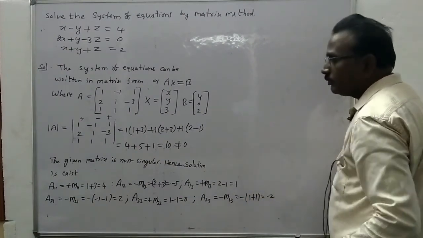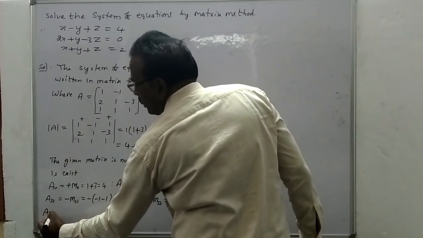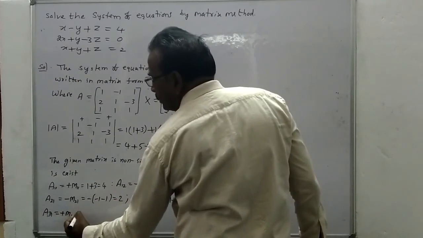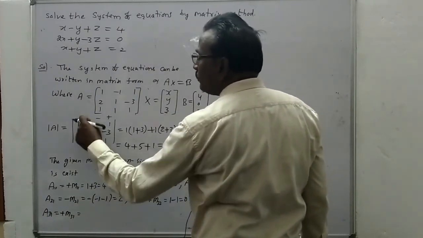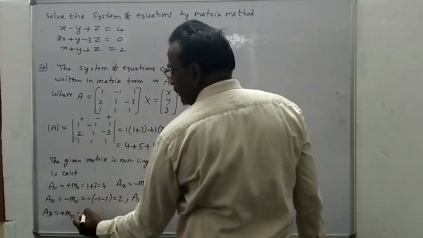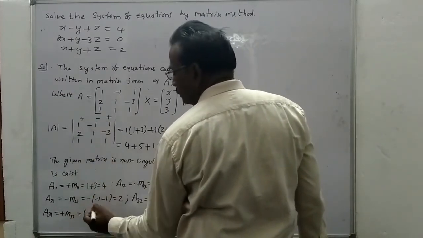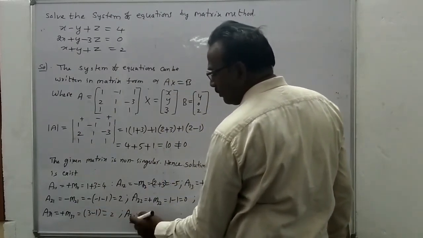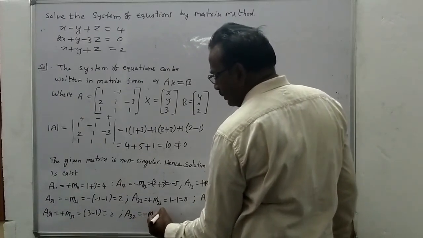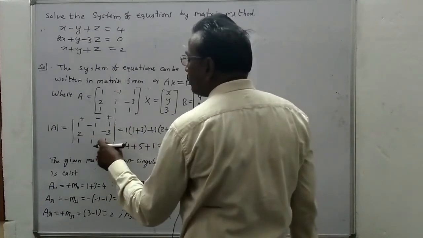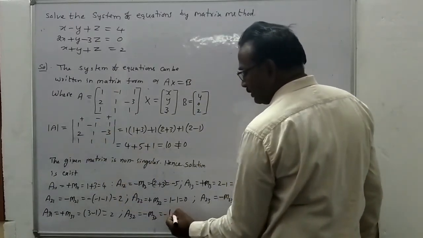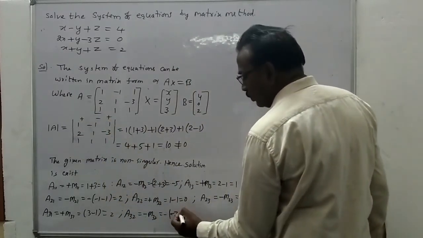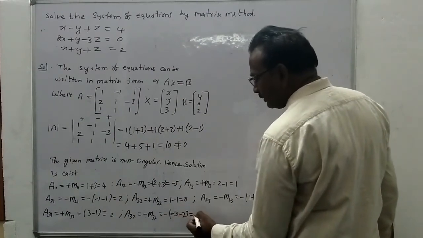that is minus 2. Next, A31: the sign is 3 plus 1 is 4, so plus, capital M31, deleting the third row and first column. So minus 1 into minus 3 is plus 3, minus 1 into 1 is 1, the value is 2. Next, A32: the sign is 3 plus 2, an odd number, so minus, capital M32, which is obtained by deleting the third row and second column. So 1 into minus 3 is minus 3, 1 into minus 3 is minus 3. Next 2 into 1 is 2. So minus 2, and minus of minus 5 is plus 5.